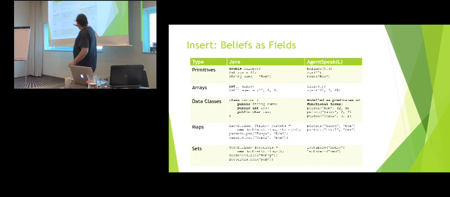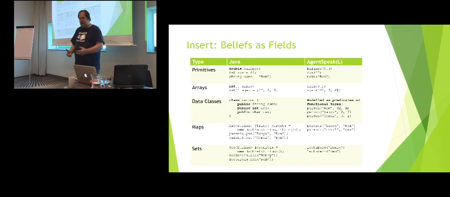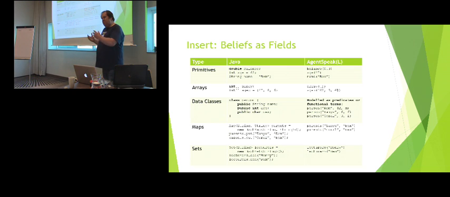Beliefs are state, but really they can be seen as being very similar to one another. On the left-hand side, we have Java, with primitives and fields that are declared. In logic, you can represent those same ideas using simple things like balance zero. It's the same as having a field called balance, which is initialized to the value zero. So there are a lot of relationships. You can represent arrays within logic using lists. You can represent data classes in this sort of way. This might be functional terms or predicates. You can represent maps and sets. Most of the data structures that you have within traditional software engineering have equivalents in logic programming and within agent programming languages.